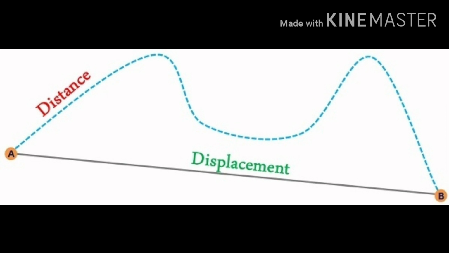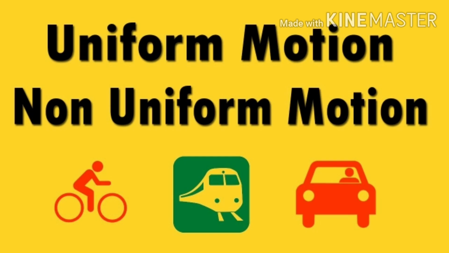For example, if you take a circle and you are going to run in that circle, at the end of the running you come to the same point. If you run in the circle, the starting point and the ending point will be the same. So the displacement also will be zero.